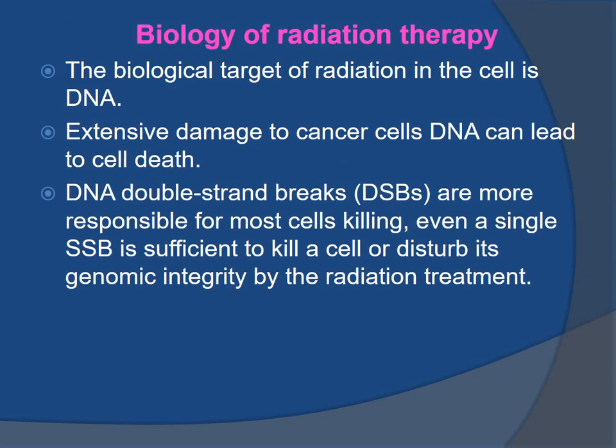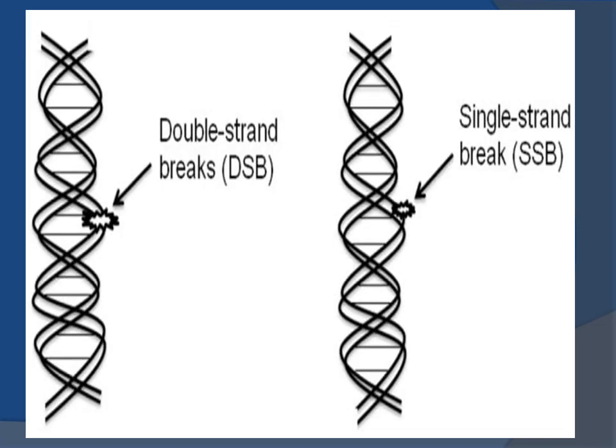Biology of radiation therapy. The biological target of radiation in the cell is DNA. Extensive damage to cancer cell DNA can lead to cell death. Radiotherapy causes damage to DNA through single-strand breaks or double-strand breaks. DNA double-strand breaks are more responsible for most cell killing. Even a single-strand break can be sufficient to kill a cell or disturb its genomic integrity. This is a double-strand break of DNA and a single-strand break of DNA.